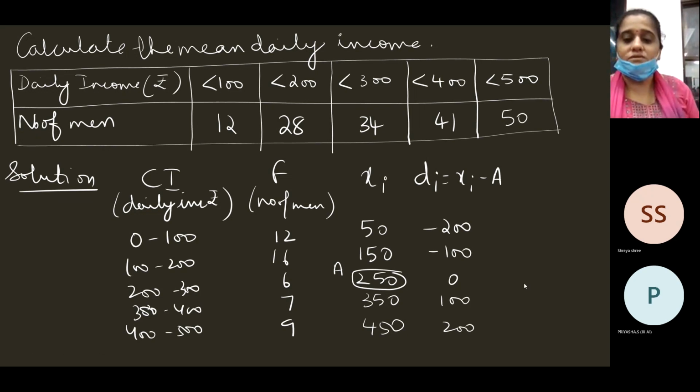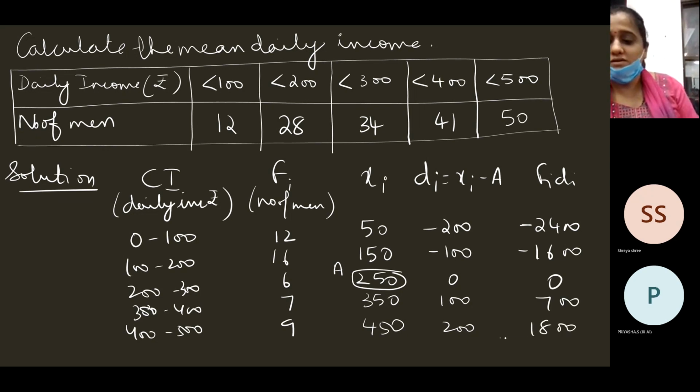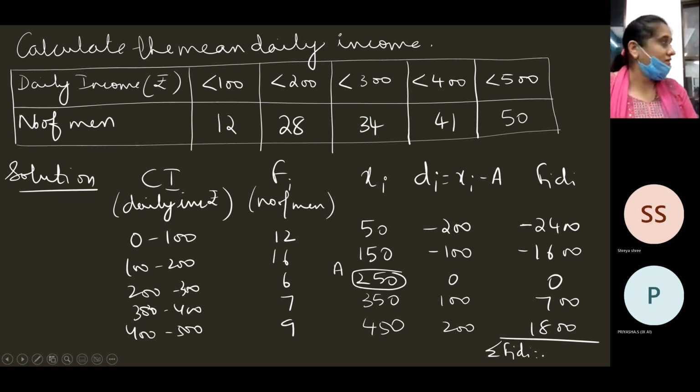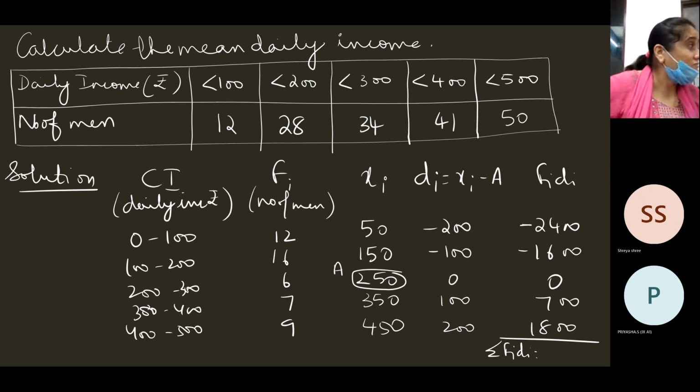Then fidi, correct? The fidi column. So 12, and this is the most difficult for me. 12 times minus 200 is minus 2400, then minus 1600, 0, 0, 0. Okay, it's easy. And the total of this column is called sigma fidi. The total of the fidi column is the value of sigma fidi. How much is this? Minus 1,500.